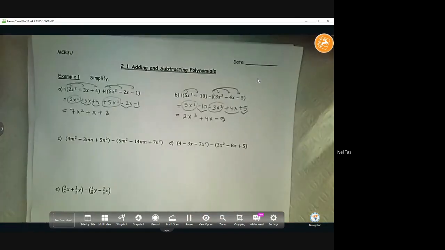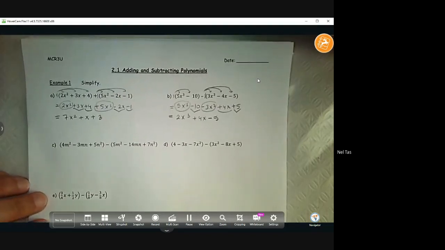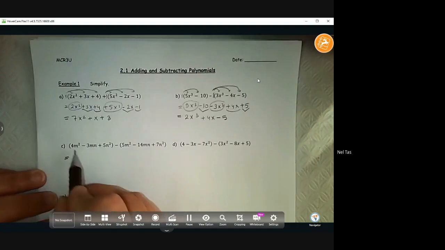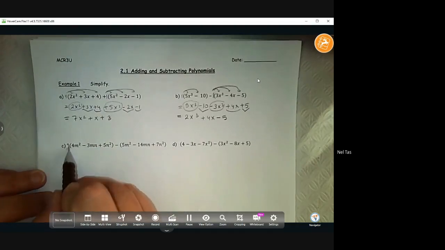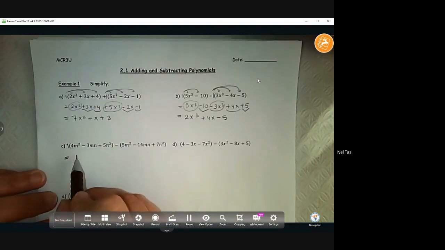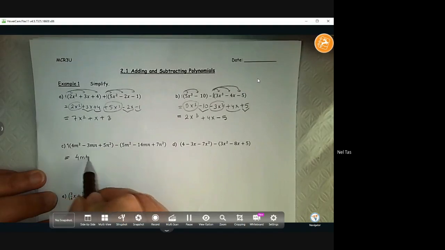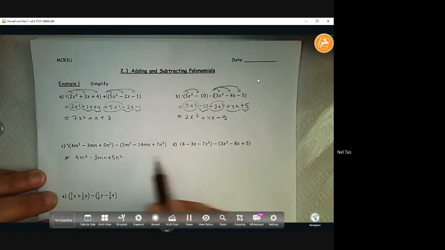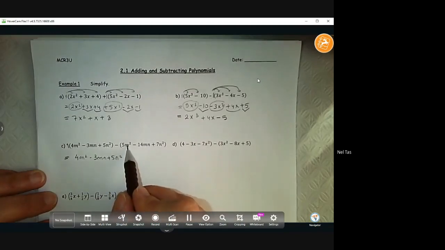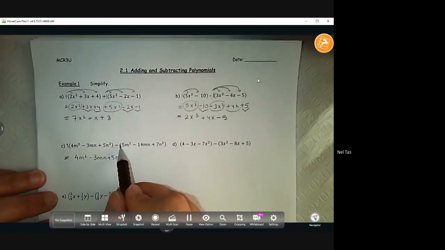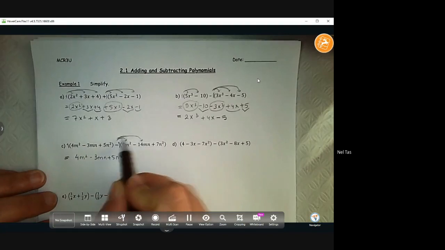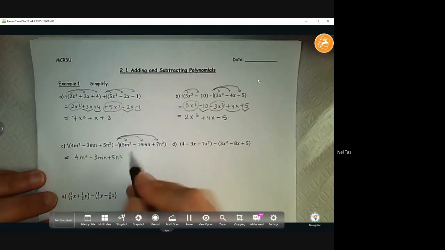Let's look at part C. Again, we have subtraction of two polynomial expressions. So first bracket, we don't see anything, means there's positive 1 here. So we get 4m squared minus 3mn plus 5n squared. Now, second part, we see a negative sign, and it means there's a negative 1 in front of the second bracket. So distribute that negative 1 to all the terms in that bracket.